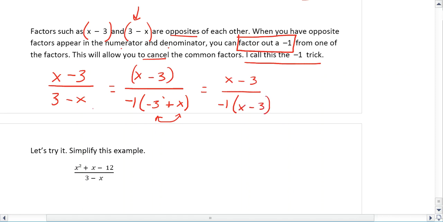So do you see what the -1 did? It changed that positive 3 to a negative. It changed that negative x to a positive. And now these match exactly. This now can be canceled, and we're left with the -1. So whenever you have the same terms, but they're opposites, you can use this -1 trick. So now let's try it in a couple examples.